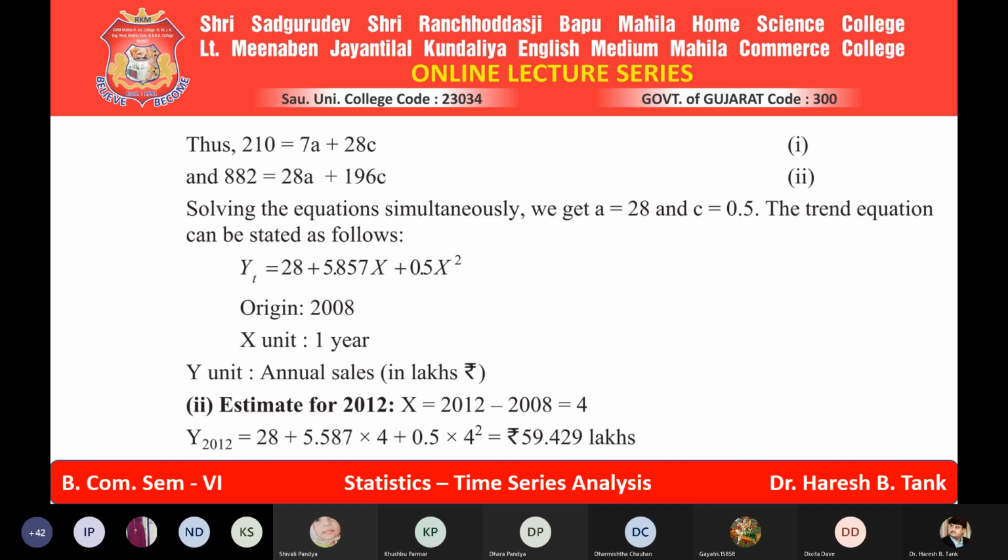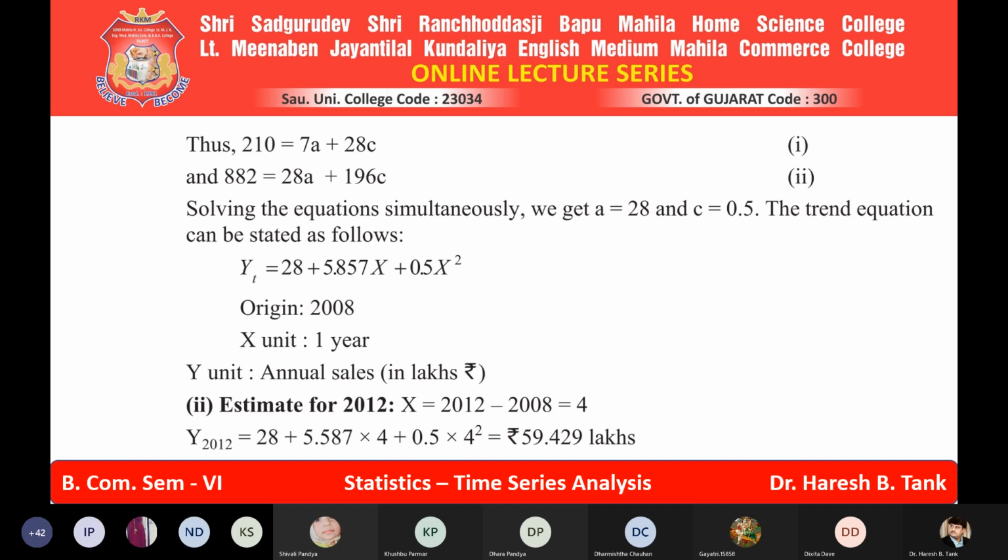What are the values of a and c? What is the value of a? It is 28. Value of c? 0.5.